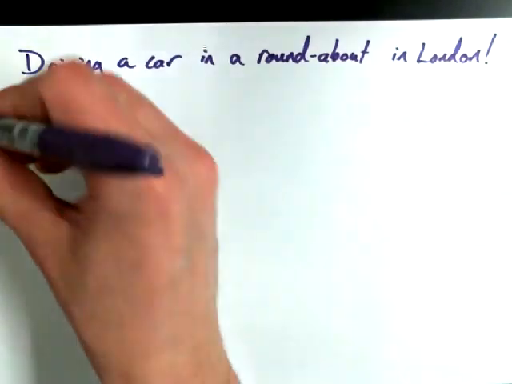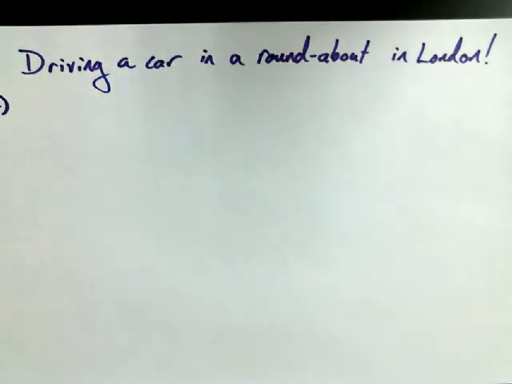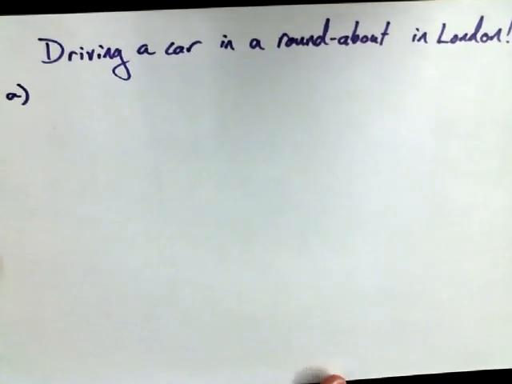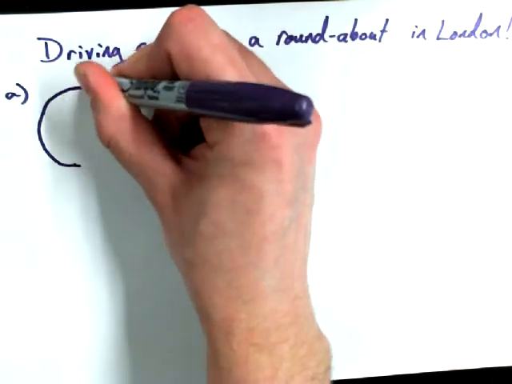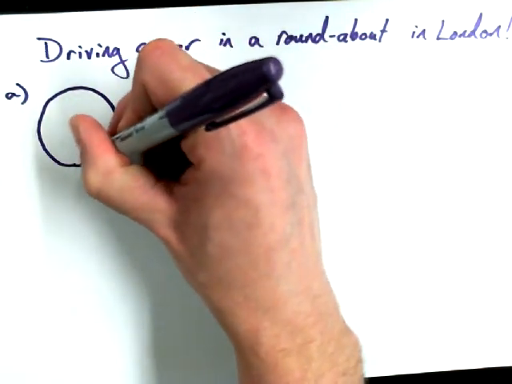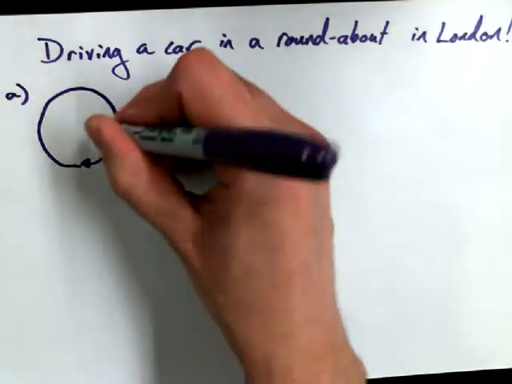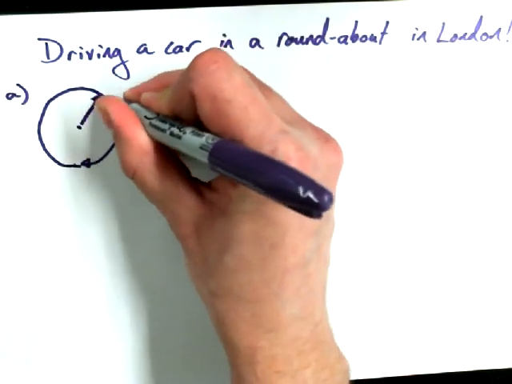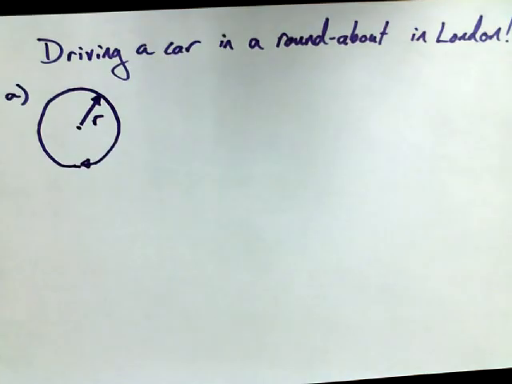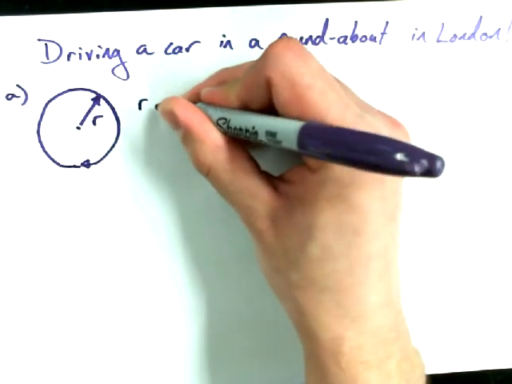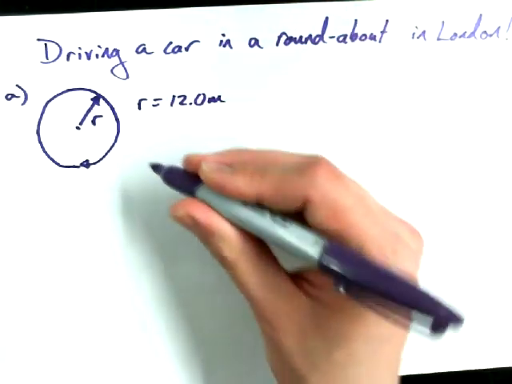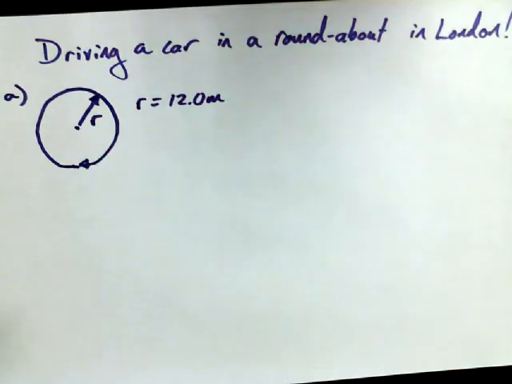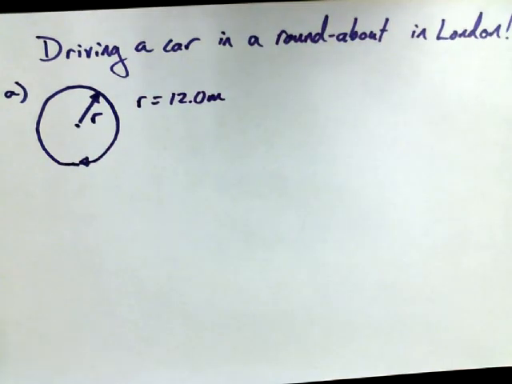All right. So let's draw the diagram here. We'll call this part A. I haven't stated a question yet. We're going to drive around the roundabout. And I'd like to say that the roundabout has a radius R. And the radius of this roundabout is 12.0 meters. And you know, we might have some troubles with trying to figure out how fast this thing is going.